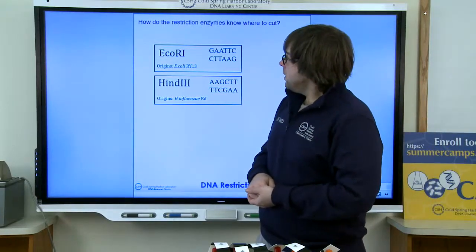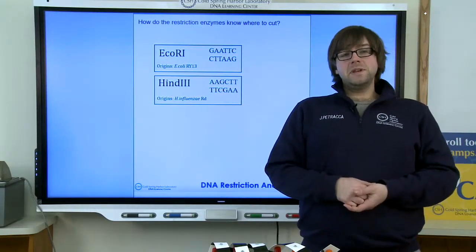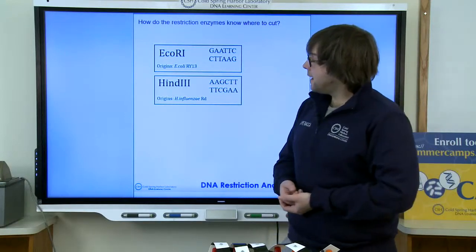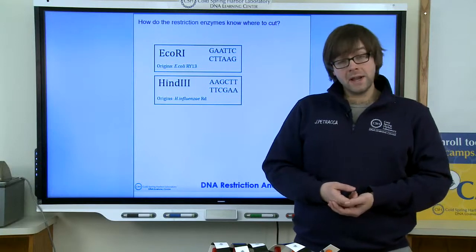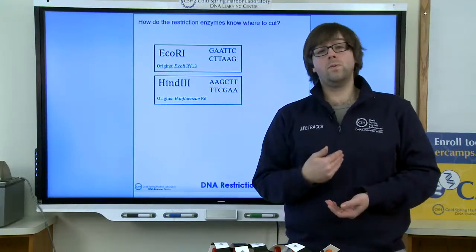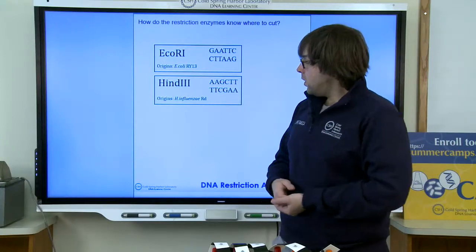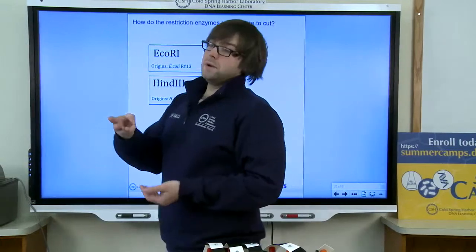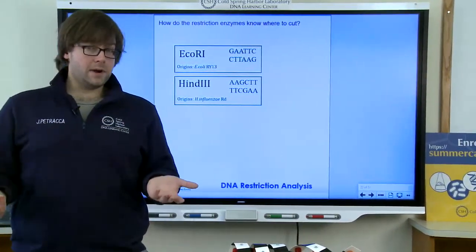So EcoR1, the reason that it's named that way is because it was discovered in the Escherichia coli RY13 strain of bacteria, and it was the first one discovered. So we have the name EcoR and then 1. HindIII was discovered in the Haemophilus influenzae Rd strain, and it was the third one discovered. So we have the name HindIII.